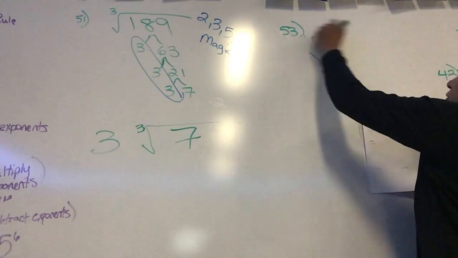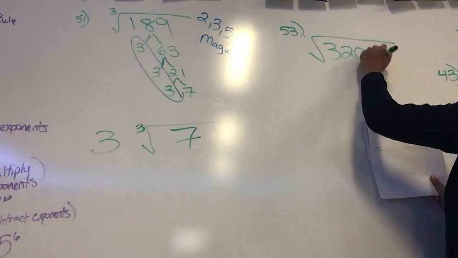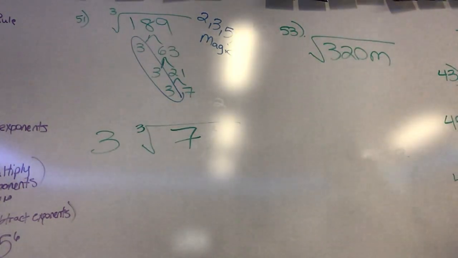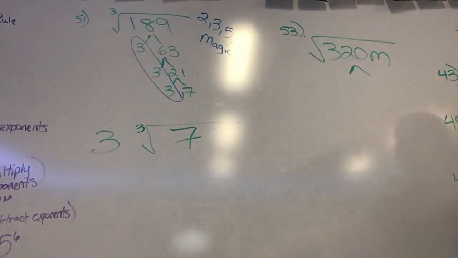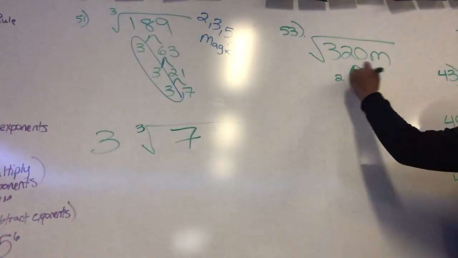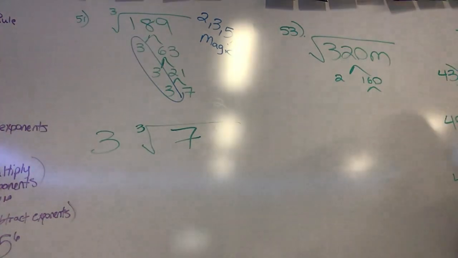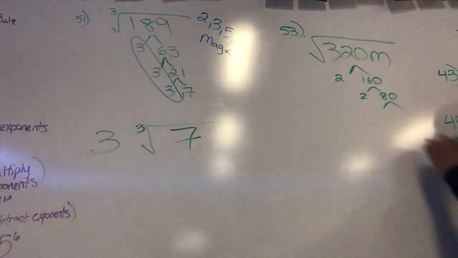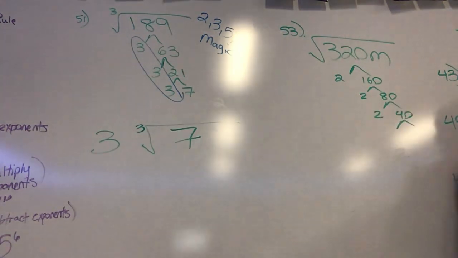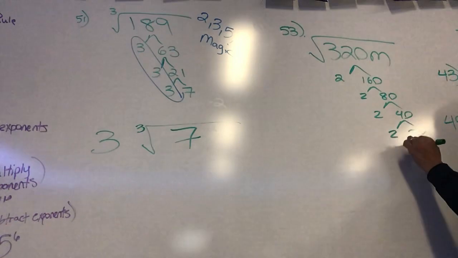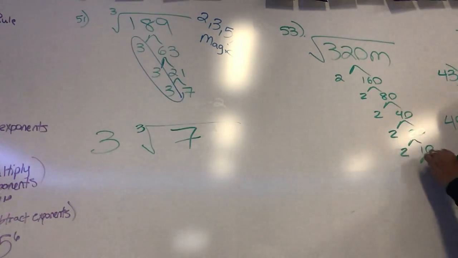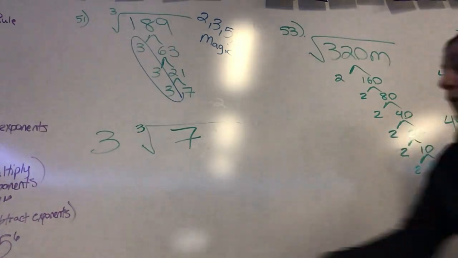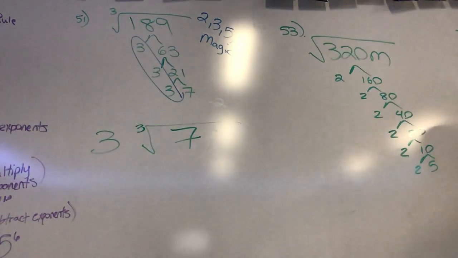Okay, 53, I got the square root of 320m. What are some factors of 320? 2 and 160. Okay, 160. 2 and 80? 80. 2 and 40? 40. 2 and 20? 2 and 10? 2 and 5. What is our group number on this one? 2. Yeah, if there's no number on the outside, it's a 2.